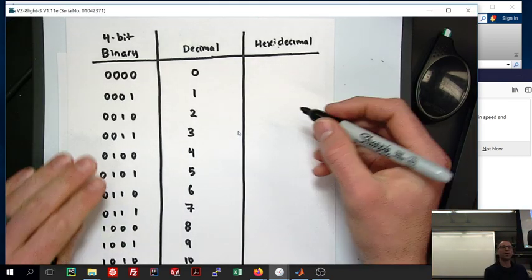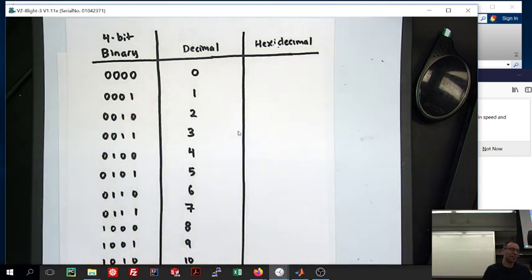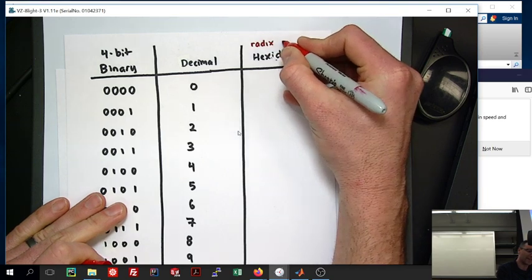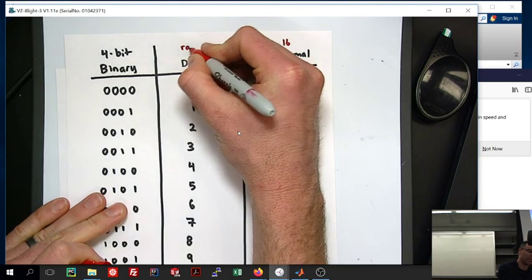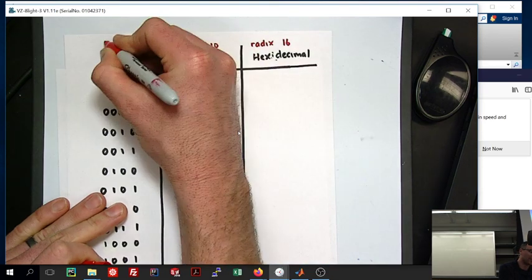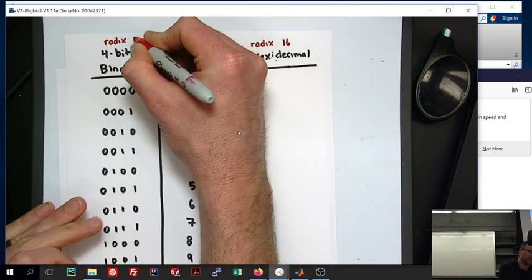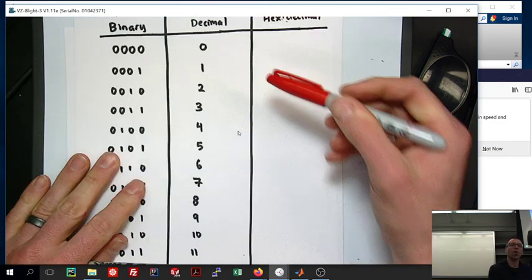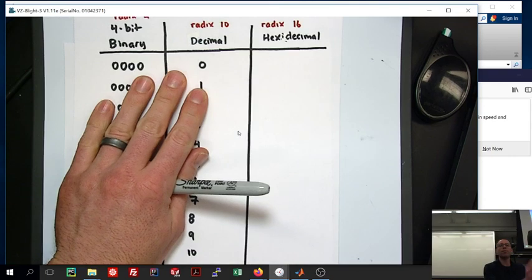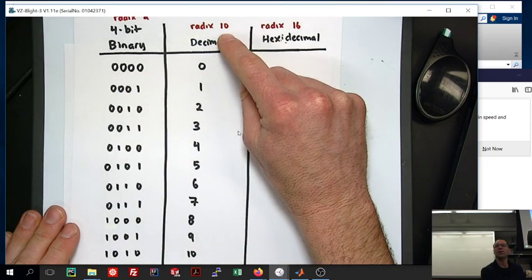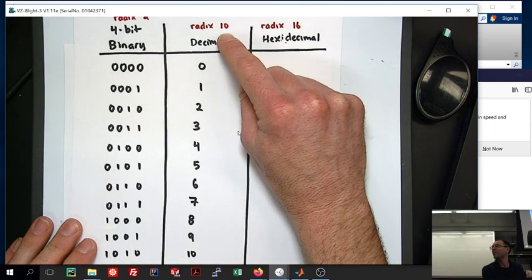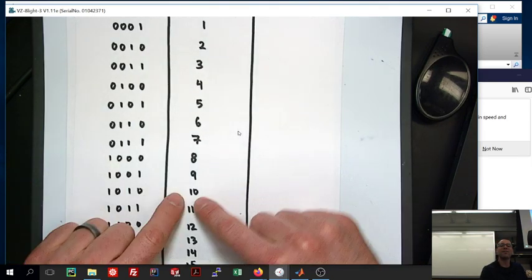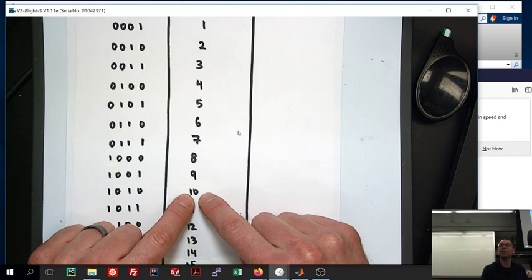Hexadecimal, let's just start counting up. Could you guess what the radix is for hexadecimal? Radix is 16. What's the radix for decimal? What's the radix for binary? What do I do when I have a radix 10 number? Each decimal digit can be one of 10 symbols, right? The moment I max out on symbols, I then have to add an extra decimal digit, no?